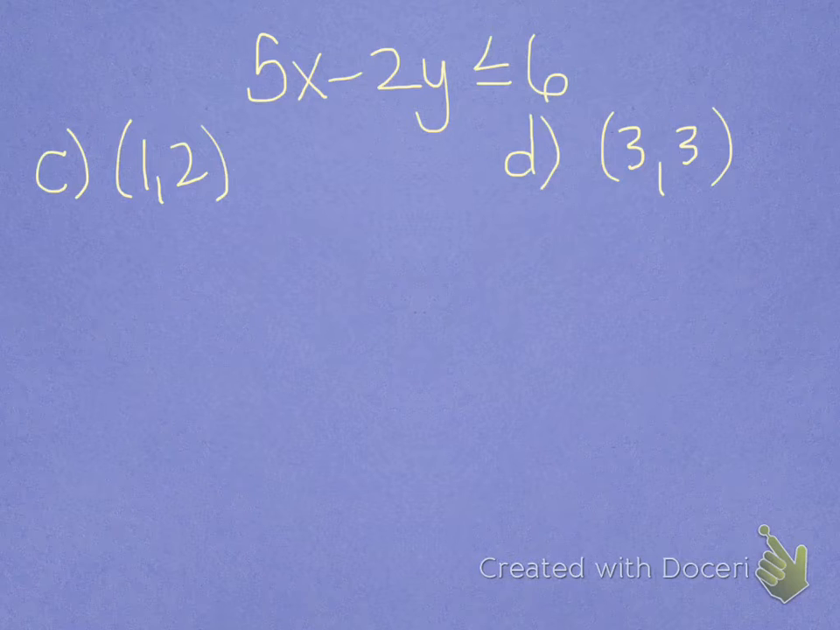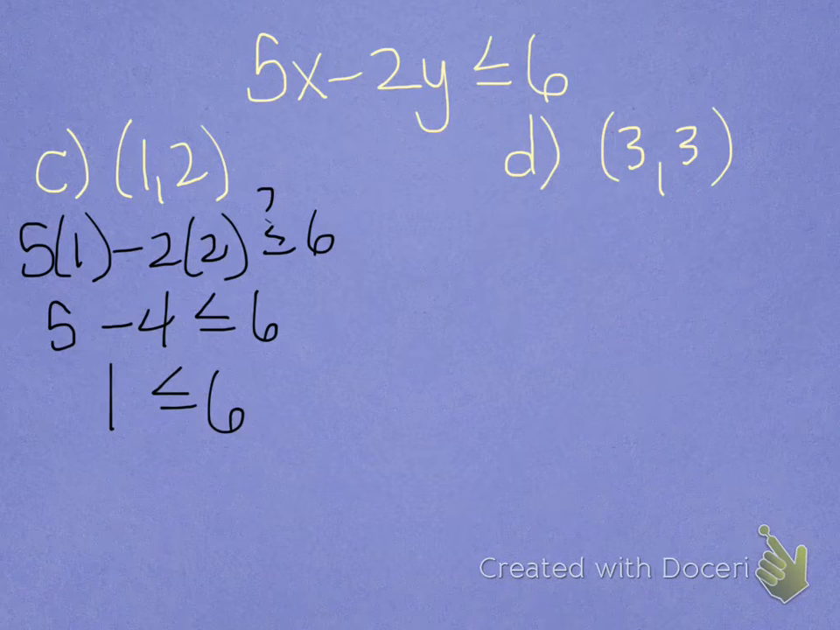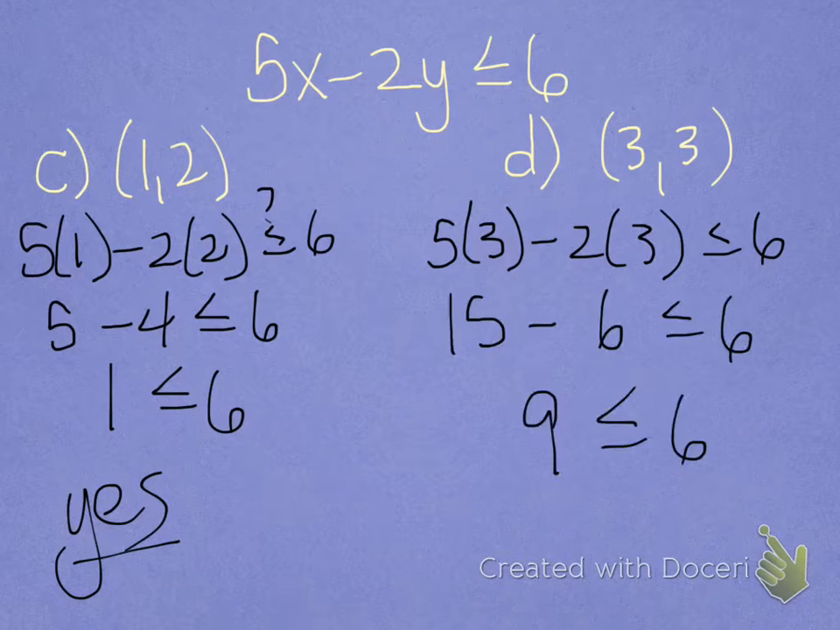Two more examples like this. Why don't you go ahead and determine if 1, 2 is a solution and if 3, 3 is a solution, and come back and see if you get the same answers. For example C, we end up with y is less than or equal to 6, and since this is true, 1, 2 is a solution. And now go ahead and try 3, 3. And in this last example, we get 9 is less than or equal to 6, and we know that that's not true, so that is not a solution.